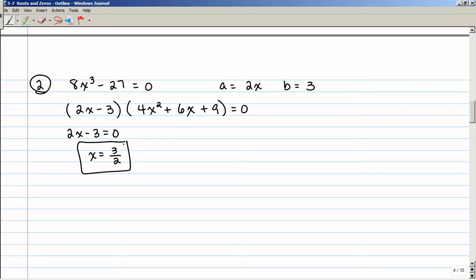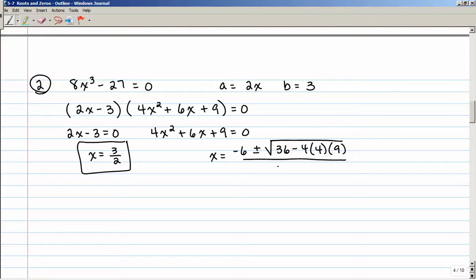There's one solution. And then 4x squared plus 6x plus 9 equals 0. That cannot be factored, so I do need to use the quadratic formula on that. X equals -b plus or minus the square root of b squared minus 4 times a times c, all over 2a, simplifies to negative 6 plus or minus the square root of negative 108 over 8.